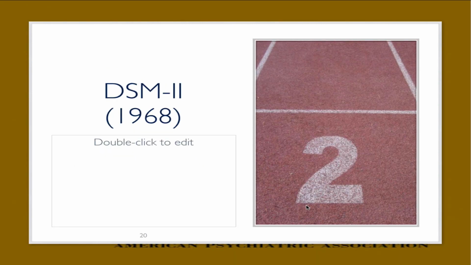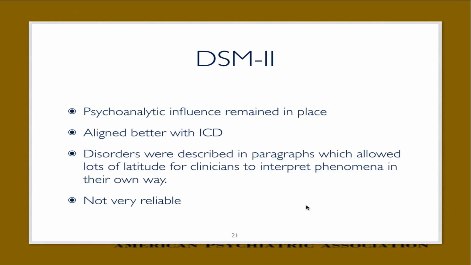DSM-2 came out in 1968. Again, not detailed diagnostic criteria like we have currently. Very psychoanalytic in terms of its nature. It was aligned a little bit better with ICD, but again, brief paragraphs for descriptions. People could pretty much diagnose whatever they wanted to.